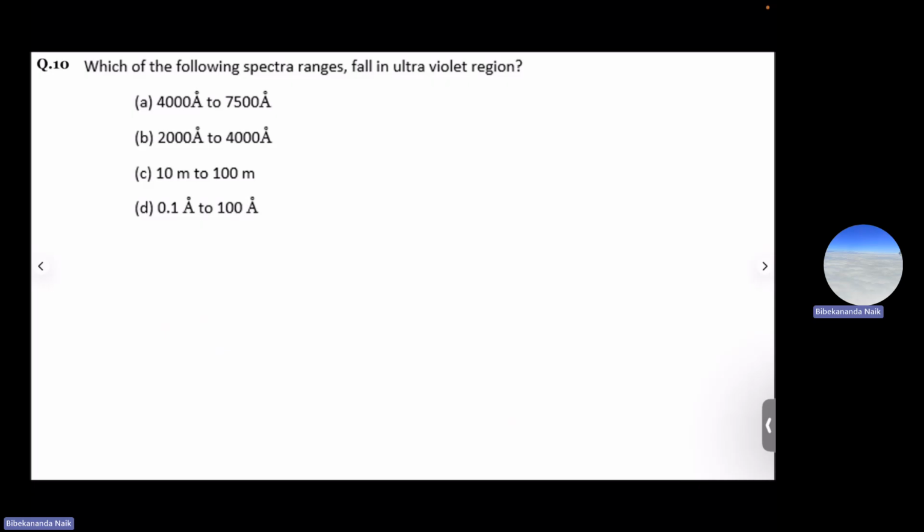Now we move to the last question of today's interaction session, question number 10. Question number 10 says, which of the following spectra ranges fall in ultraviolet region? Options are option A, 4000 Angstrom to 7500 Angstrom, option B, 2000 Angstrom to 4000 Angstrom, option C, 10 meter to 100 meter, option D, 0.1 Angstrom to 100 Angstrom. We need to find out which of these ranges fall in ultraviolet region. I'll give you a few minutes and then we will discuss the correct answer.